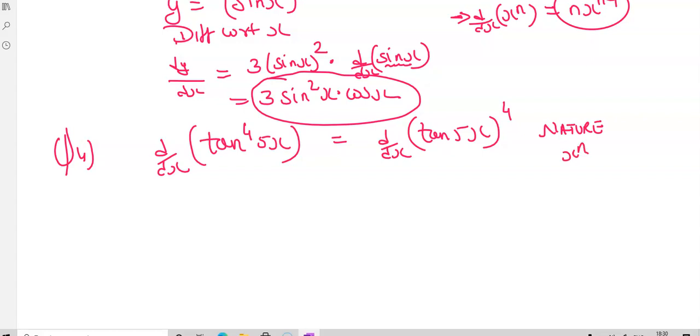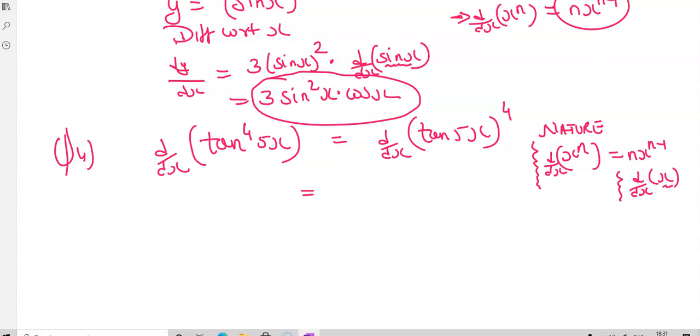X to the power n, so its derivative comes out to be n into x to the power n minus 1, and in my head I have to think that I need to differentiate x. Now here if it is x it is 1, if it is not x, then I have to think that I need to do its differentiation also.